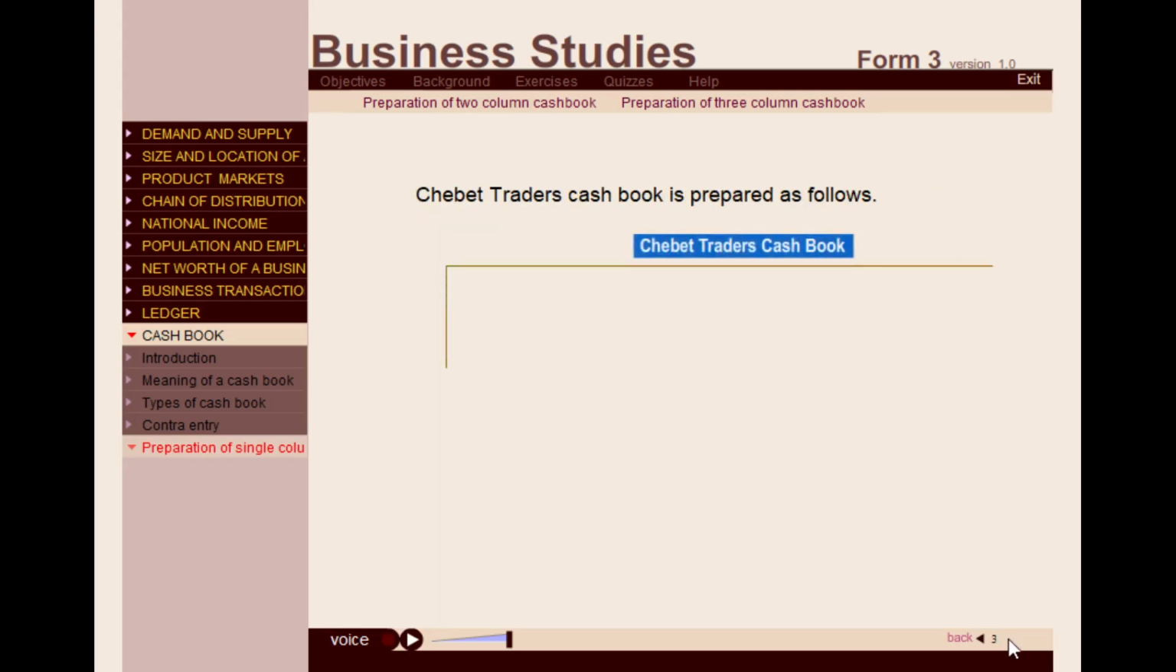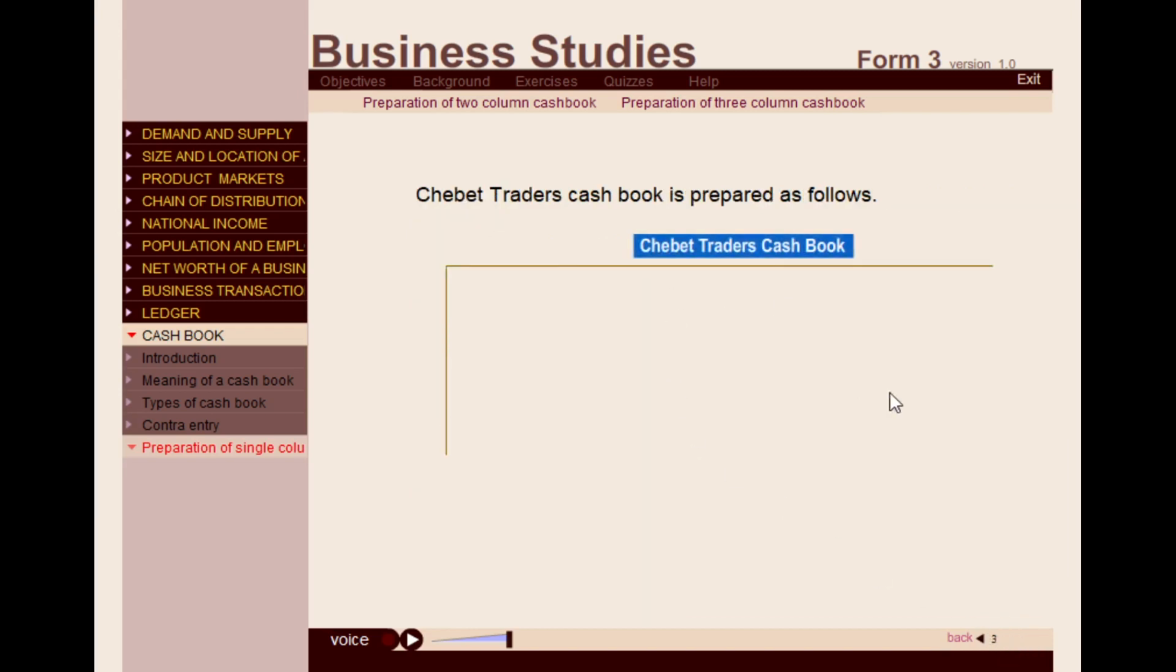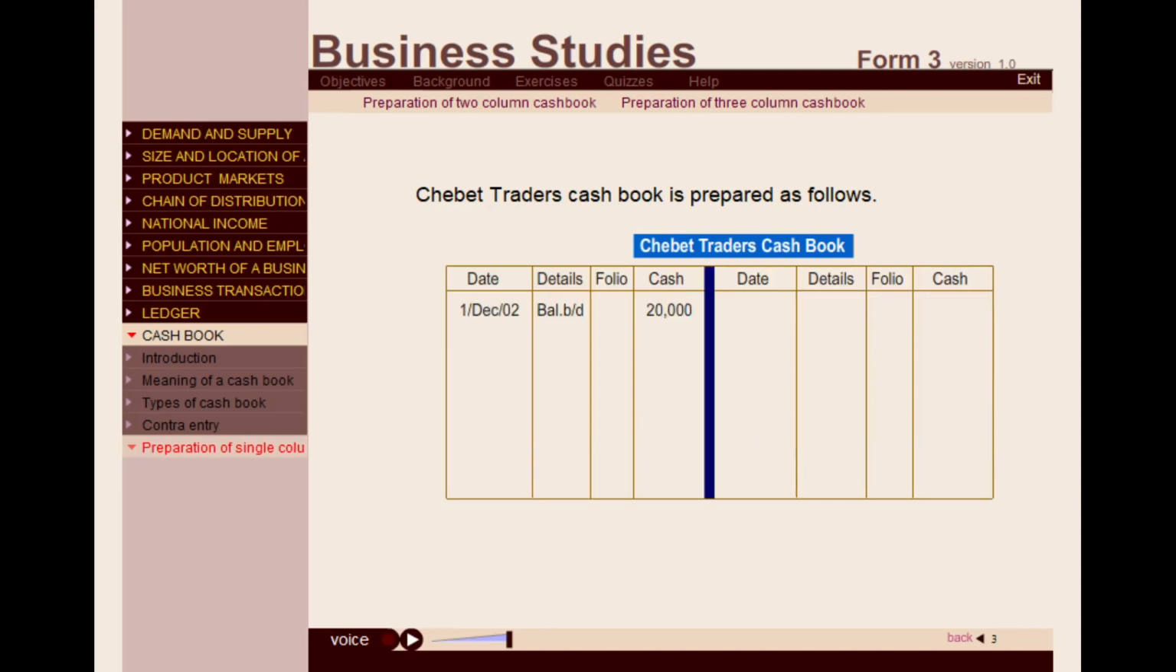Chebet Traders cash book is prepared as follows.